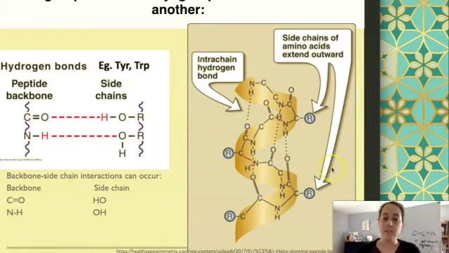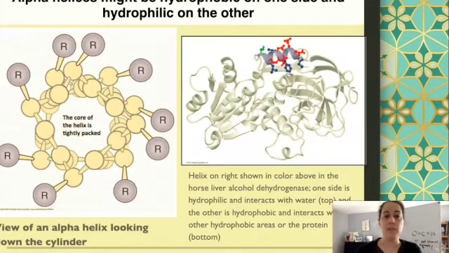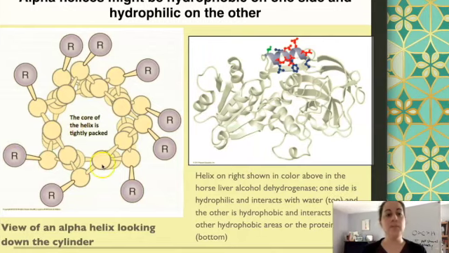And then I want you to notice here that the side chains can extend outward in this type of structure, which is, again, an alpha helix. And then we can look at it from the top, and we see that the side chains can stick out. And this is a little bit off center. There we go. And so our side chains, our R groups, can stick out, and they might have different properties depending on which side of the protein they are on.